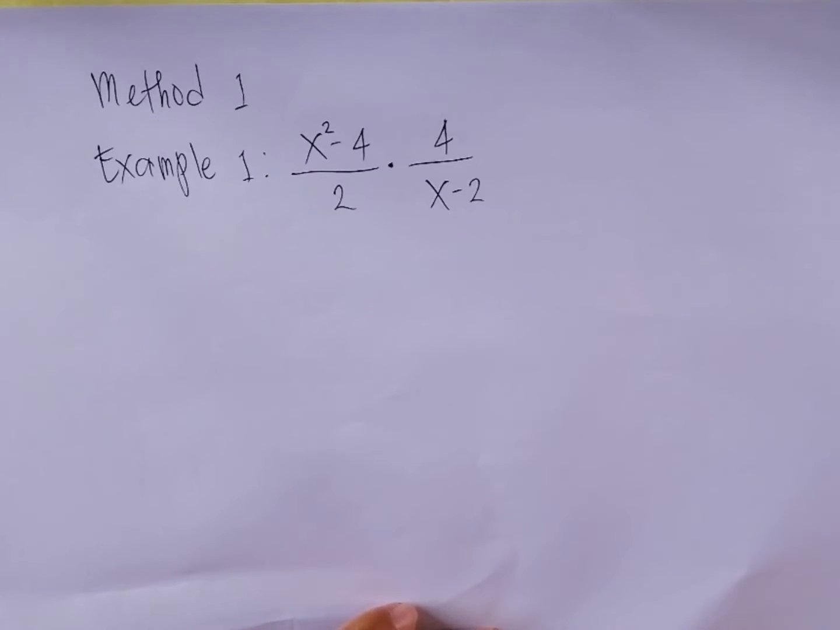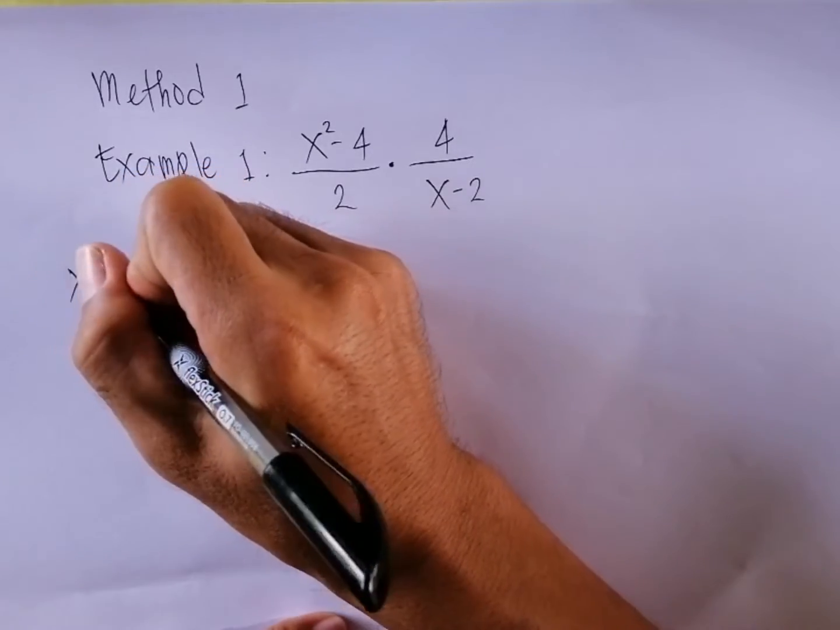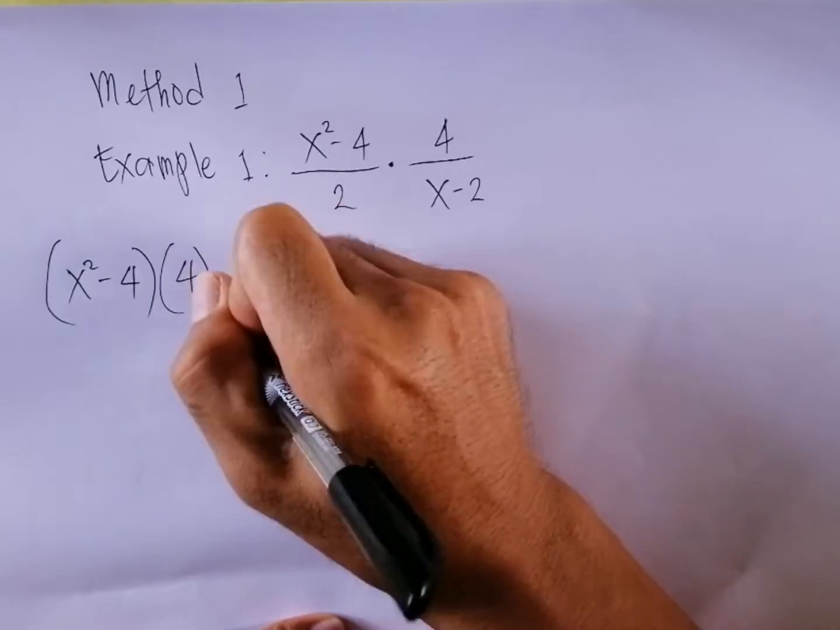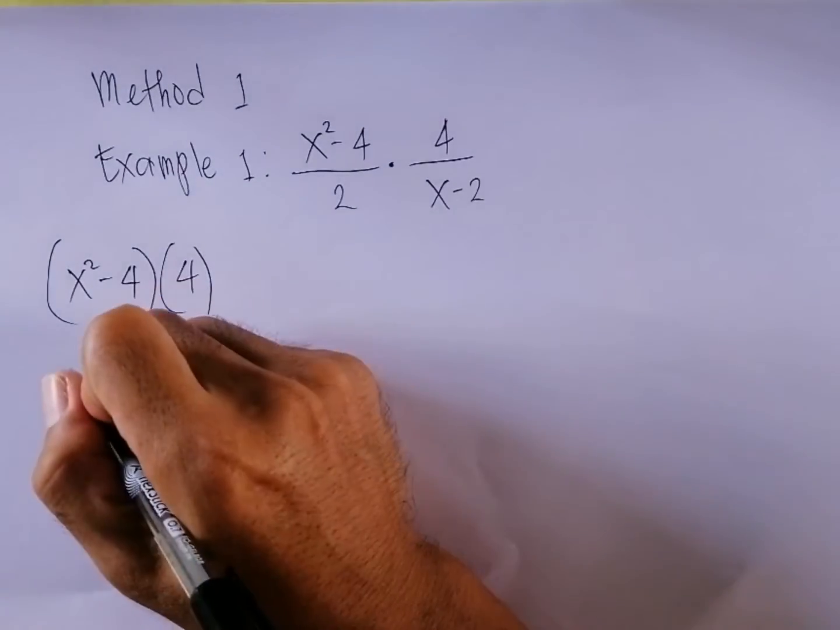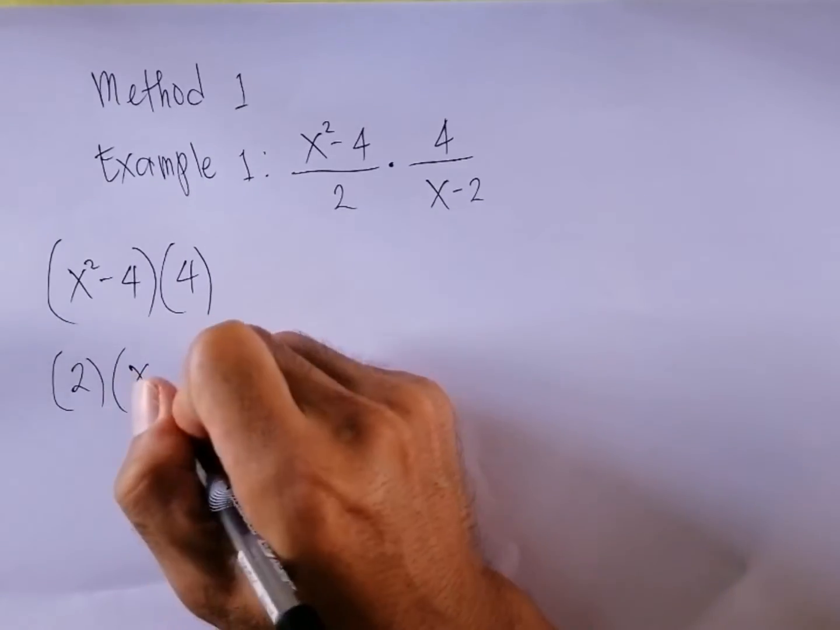Another example for method 1. The example 1, we have x squared minus 4 over 2 times 4 over x minus 2. Okay, first step is multiply the numerators and denominators of the given rational algebraic expressions. So x squared minus 4 times 4 and 2 times x minus 2.